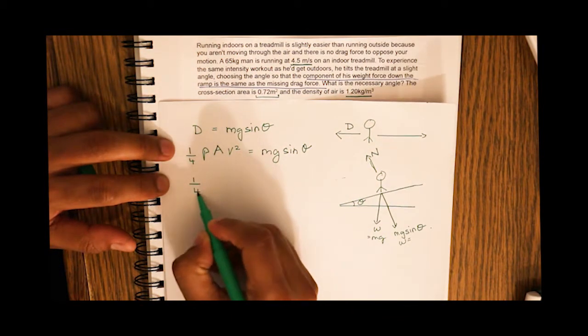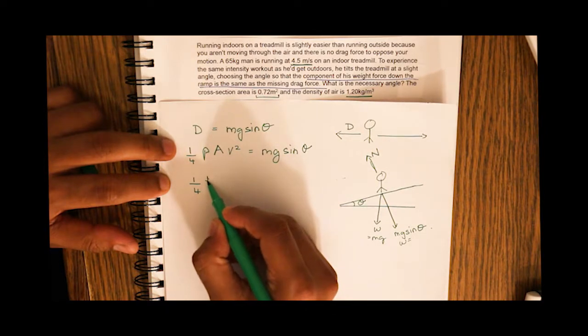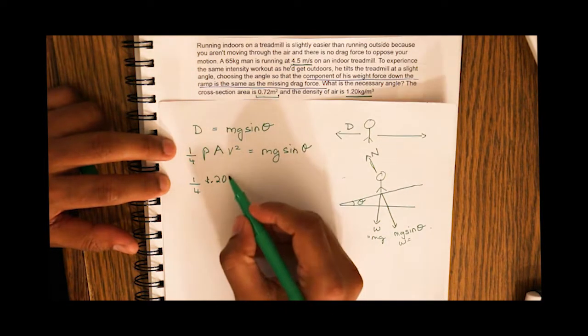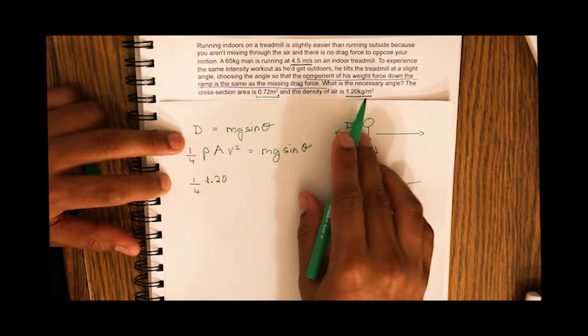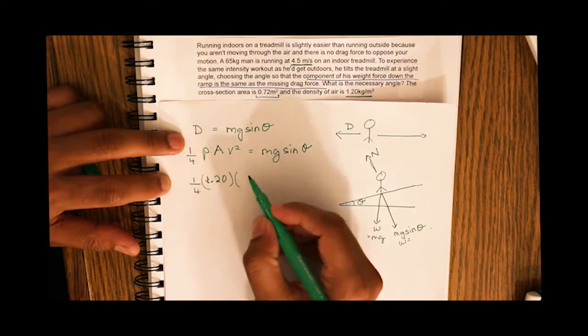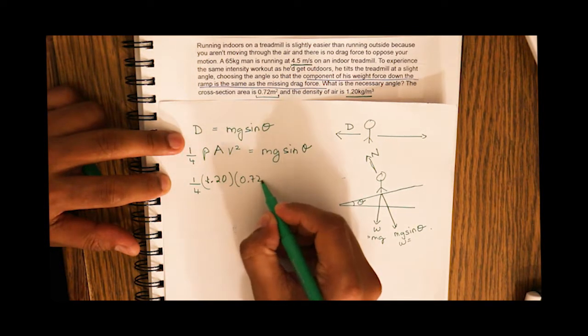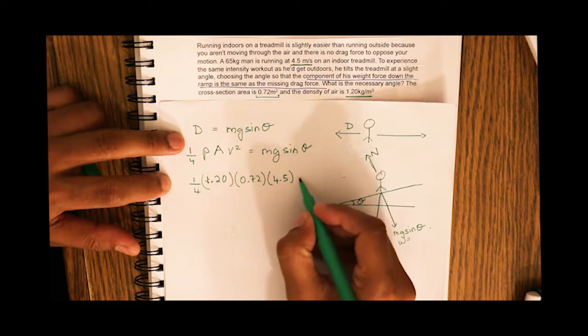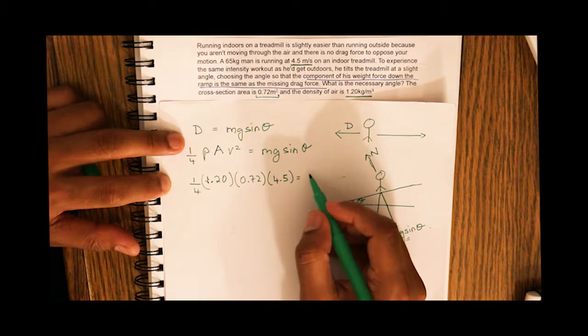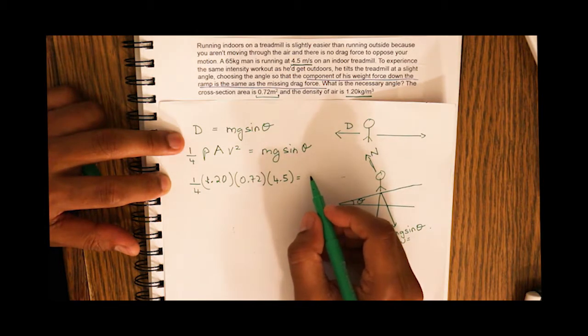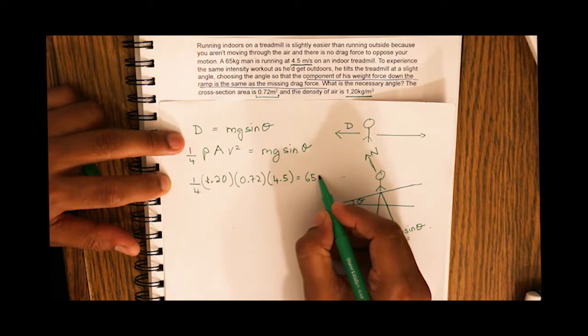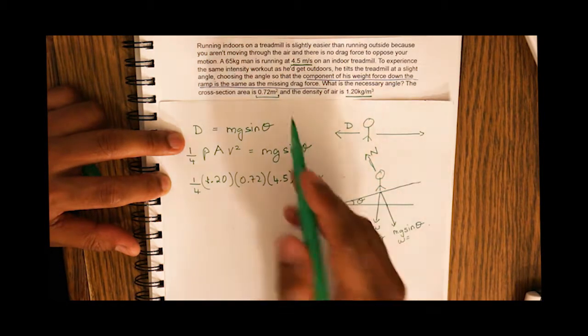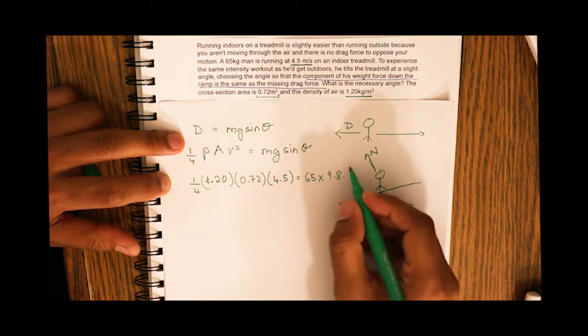So we know our density of air is given to us as 1.20. I won't write the units, but it's kilos per meter cubed. The cross-sectional area is 0.72 meters squared, and the velocity is 4.5 meters per second. We set that equal to the mass of the person, which is 65 kilos, times the acceleration due to gravity, 9.8 meters per second squared, times sine theta.